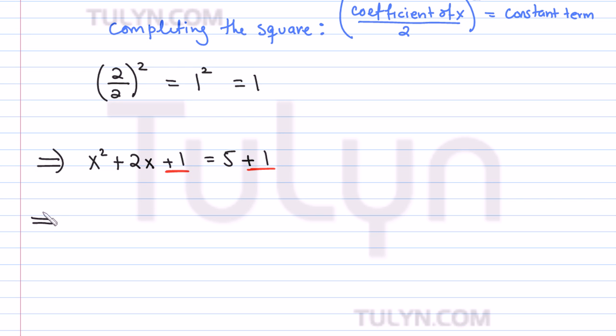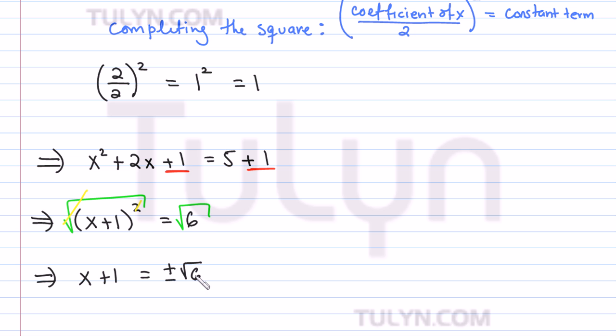But now on the left, this factors into x plus 1 times x plus 1, right? Which is also written as x plus 1 squared. And on the right, we get 6. So now that we have this, we can solve for x. The first thing we should do is take the square root of both sides. So on the left, the square root and that square cancel out, and we're just left with x plus 1. And on the right, we have plus or minus the square root of 6.